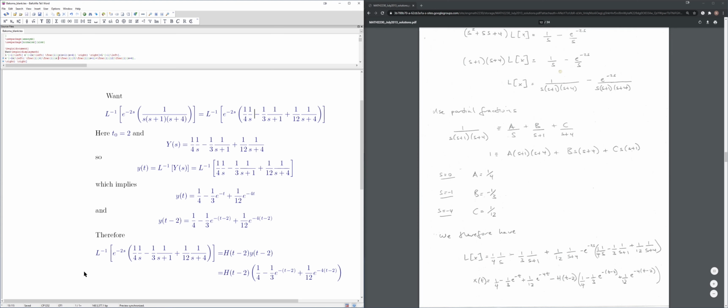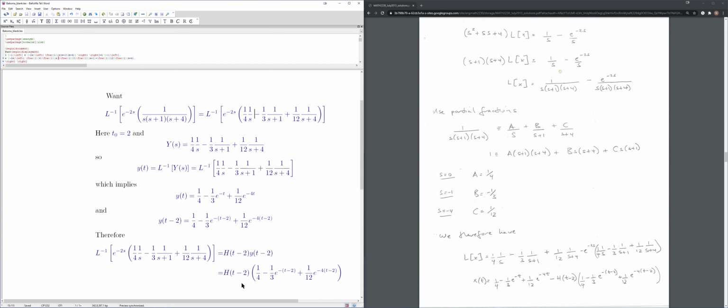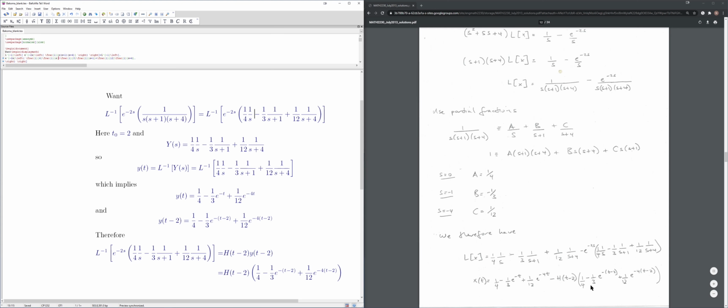So this Laplace inverse of this e to the minus 2s over s plus 1 and s plus 4 is equal to this Heaviside times the quarter minus 1/3 e to the minus (t minus 2) plus a half e to the minus 4 times (t minus 2). And that's exactly what I have over here.